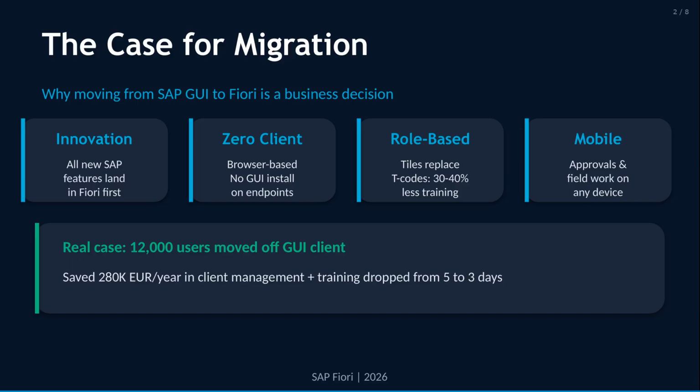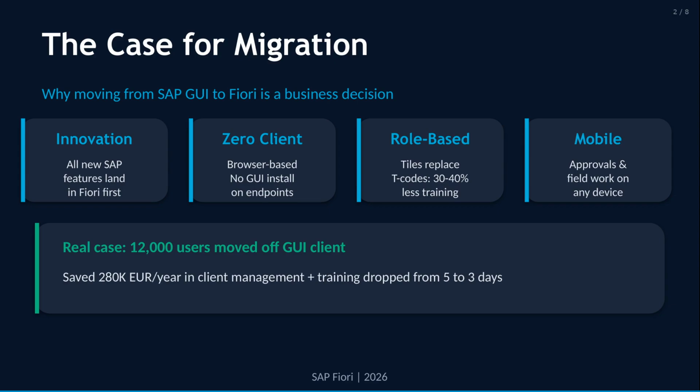First, SAP is investing all new development in Fiori. New features, new apps, and new capabilities land in Fiori first, and some never come to SAP GUI at all. Second, Fiori runs in a browser, which eliminates the need to deploy and maintain the SAP GUI client on every desktop. For organizations with 10,000 endpoints, this removes a significant IT operations burden.